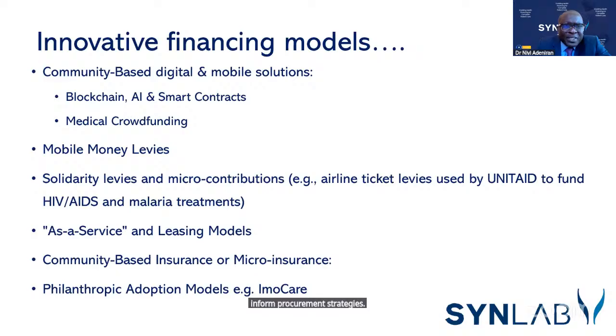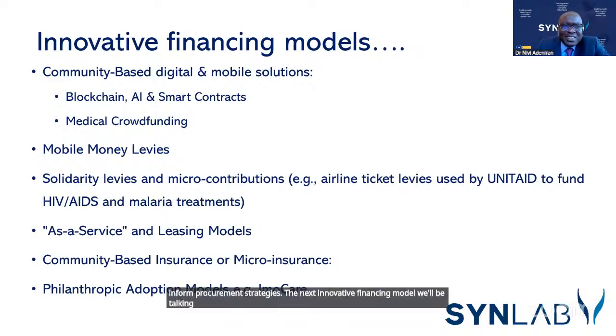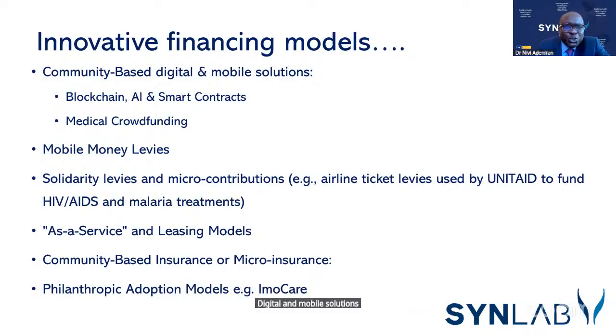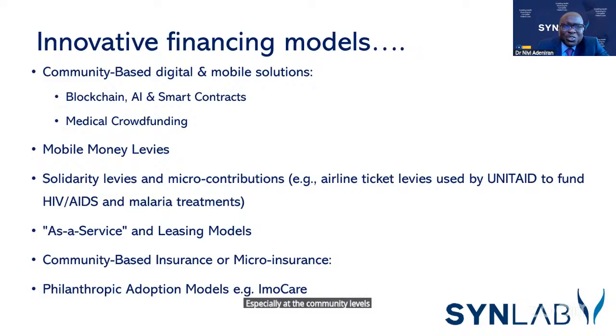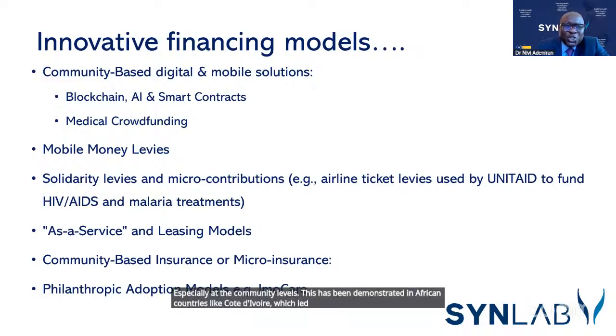The next innovative financing model we'll be talking about is the community-based digital and mobile solutions. Digital and mobile solutions are innovative ways of ensuring equitable, accessible, and inclusive health financing. Implementing biometric and mobile enrollment systems can rapidly scale insurance coverage, especially at the community levels. This has been demonstrated in African countries like Cote d'Ivoire, which led to health insurance reaching about 68% of the population of Cote d'Ivoire.